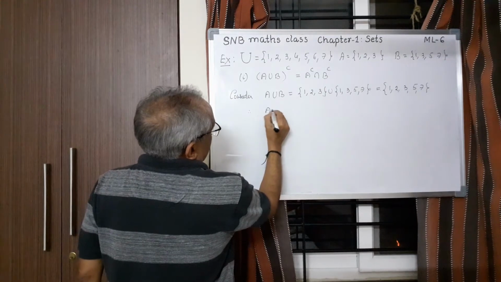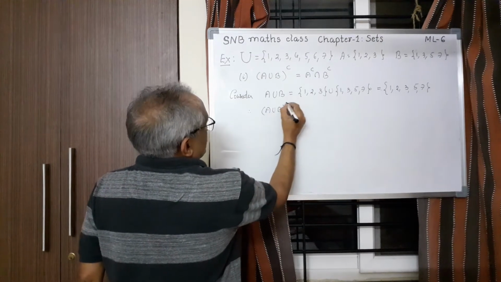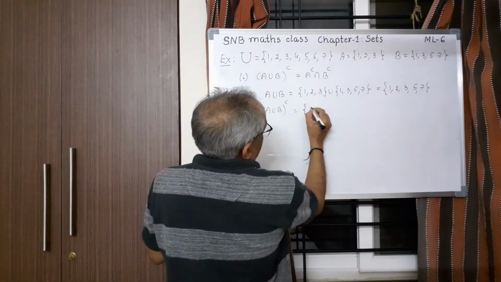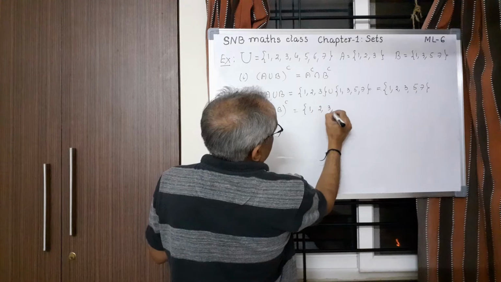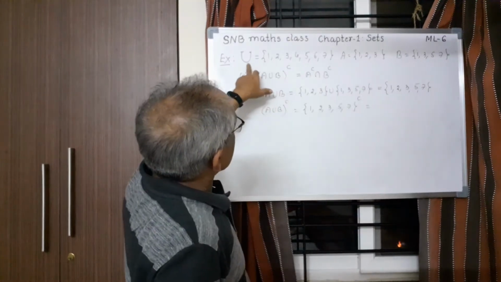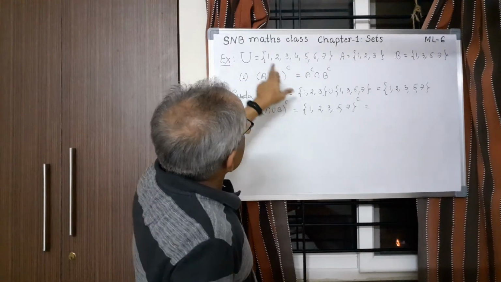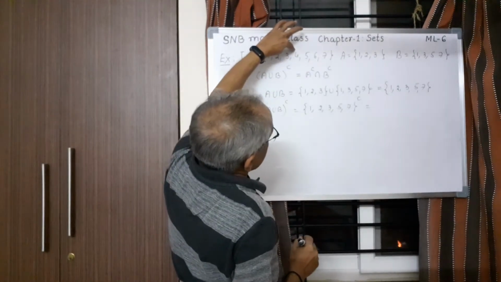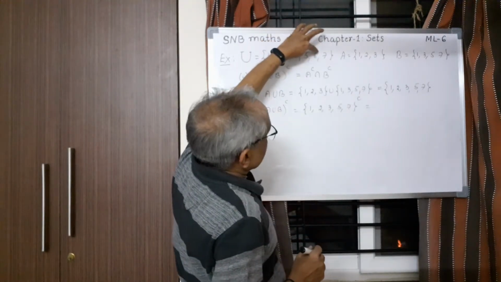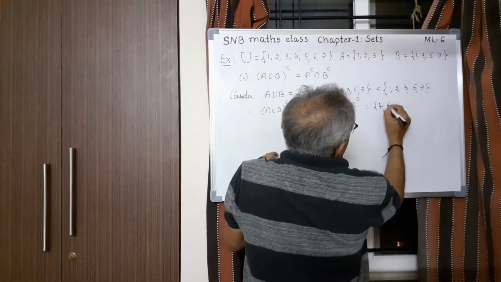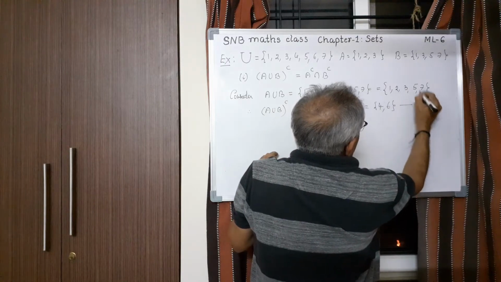Therefore, A union B, then its complement we want. Left side we want its complement. That means the complement of 1, 2, 3, 5, 7. Now look at the given universal set: 1, 2, 3, then 5, 7. So that means 4 is remaining and 6 is remaining. 4 and 6, they are not here. Therefore, I have to write here 4 and 6. So let us call this as 1. This is the first one.